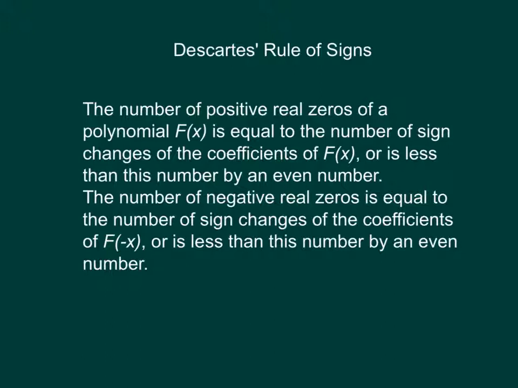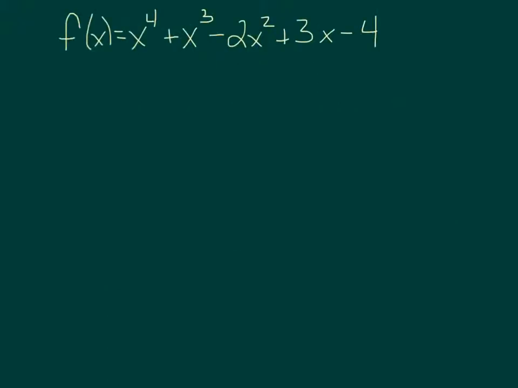Okay, and this is a very simple thing to do, and it might sound a little bit confusing, but it's very, very simple. The whole idea of this is, again, we're trying to narrow down our options of where these zeros lie, so that we can find them a lot easier. So remember, we're looking for sign changes here. And for the positive real zeros, we don't have to do anything. We just look at the function as given.